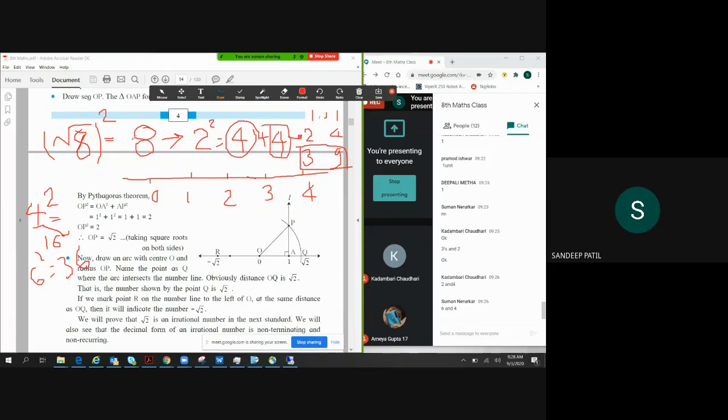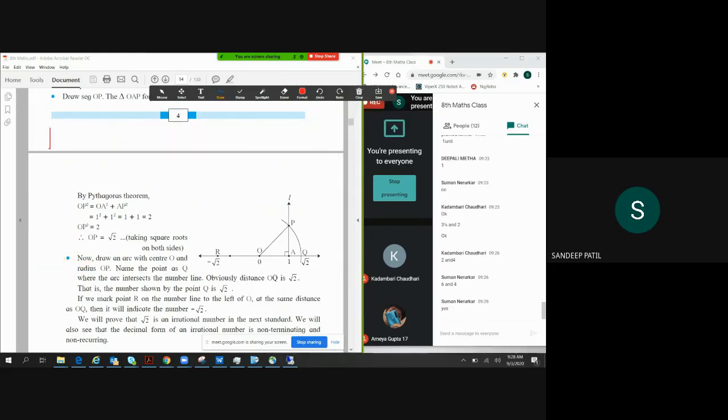So if we want to calculate the root of 8 on the number line, what will we do? 2 and 2. Okay, so show the number line 1, 2, 3, 4. From 0, go to 2. At 2, draw one perpendicular line of the same unit, 2. And this hypotenuse will be called square root of 8.